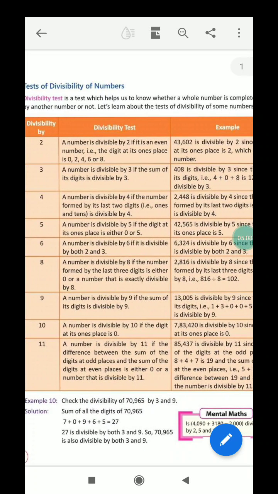Now the very easy sum, divisible by 10. A number is divisible by 10 if the digit at its ones place is 0. Suppose 7,83,420 is divisible by 10, since the digit at its ones place is 0. If any number has 0 at its ones place, that means it is definitely divisible by 10.